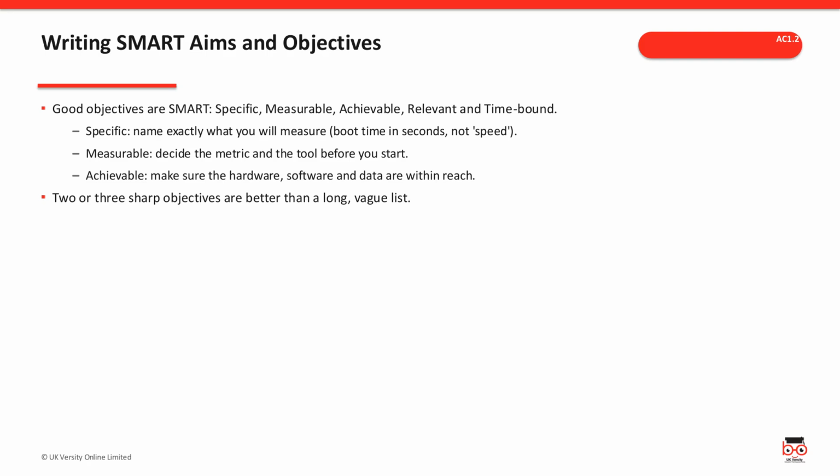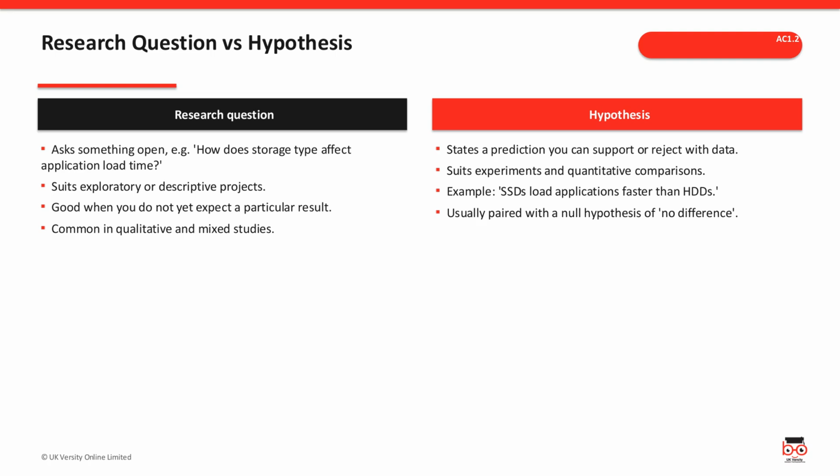2 or 3 sharp objectives will always serve you better than a long, woolly list. It's worth being clear on when to use a research question and when to use a hypothesis. A research question asks something open, like how storage type affects application load time, and it suits exploratory or descriptive work where you don't yet expect a particular result.